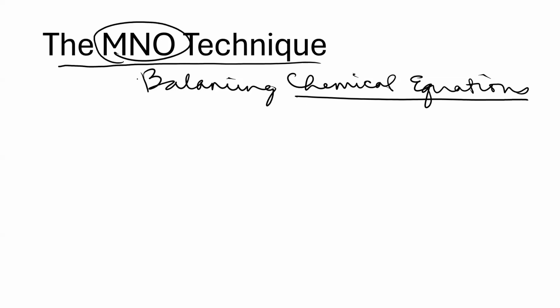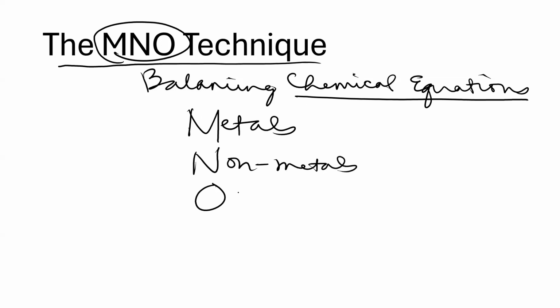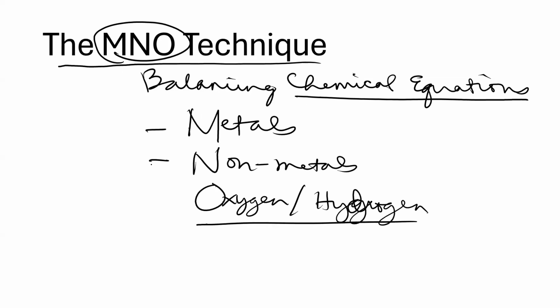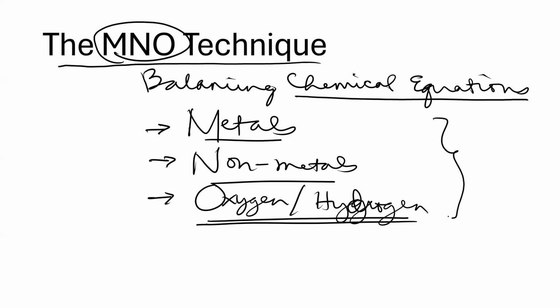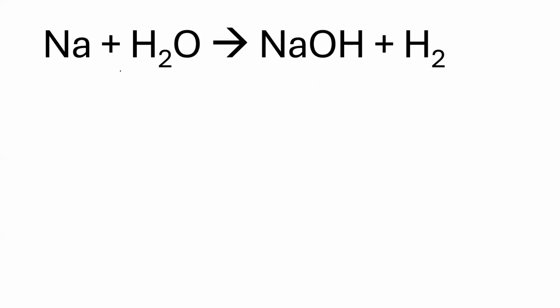So what is the MNO technique? Briefly, MNO technique stands for metals, non-metals, then oxygen, and hydrogen. This is the sequence of the elements that we need to balance in the chemical equation in order for us to have an easier time doing our work. We have shown in our previous videos, and later in our next examples, how easy it is to balance chemical equations using this technique. To illustrate that, let's have this example.